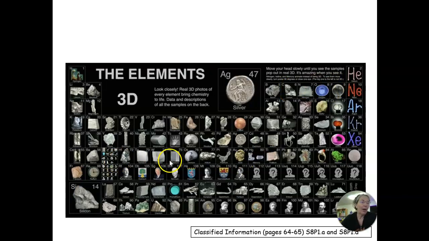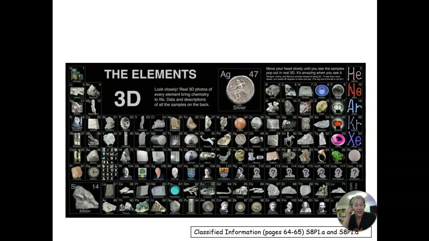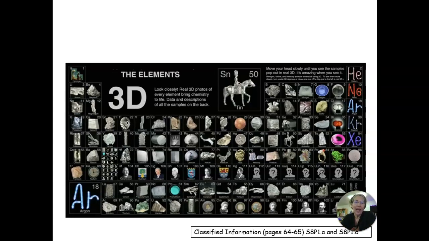And so we're going to talk about why they're arranged the way they are and what properties we can predict by looking at the periodic table. So a chemist can look at the periodic table, look at a chemical equation, and make predictions about what's going to happen if certain chemicals mix or how they're going to react or how they are in nature.